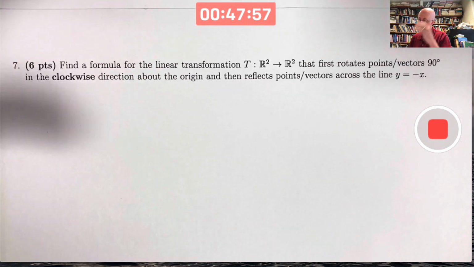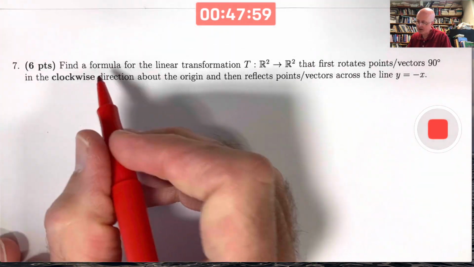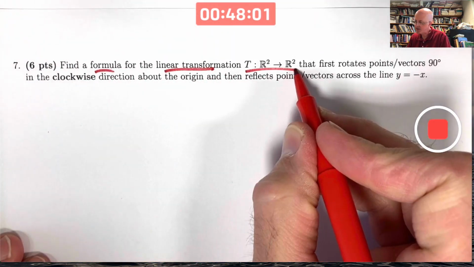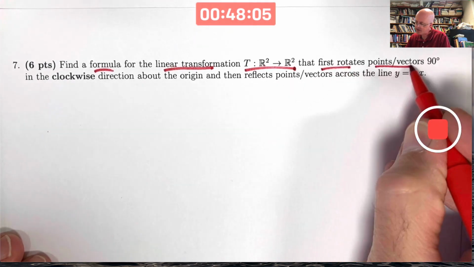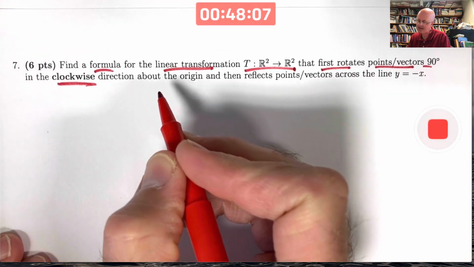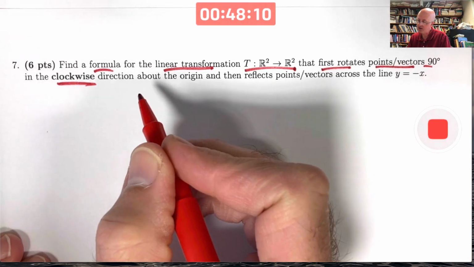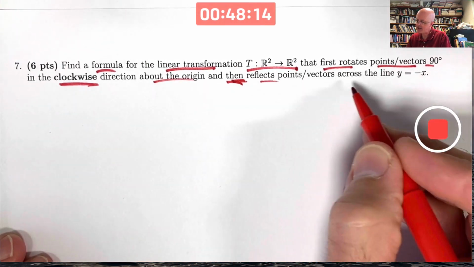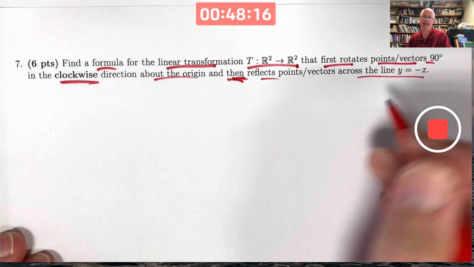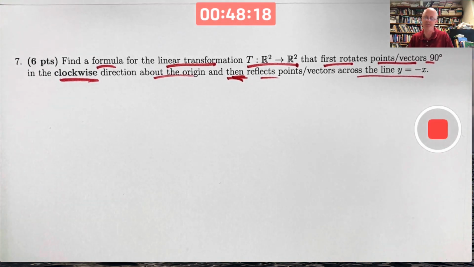Two more problems. And I'm going to make the last one go quicker by using technology. This one says find a formula for a linear transformation from R2 to itself, so this is back to lower dimensional, that first rotates points or vectors 90 degrees clockwise, usually we do counterclockwise, about the origin, and then reflects points or vectors across the line y equals negative x. So this is the composition of two functions.